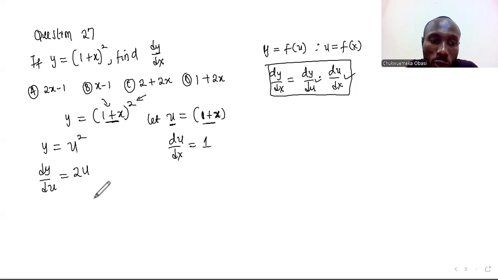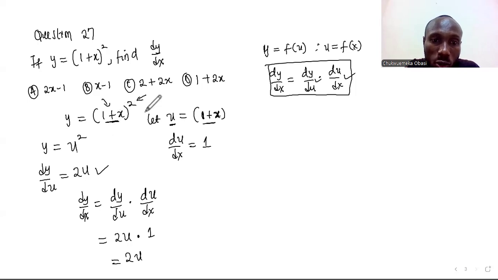So applying the chain rule proper is simply dy/dx is equal to dy/du times du/dx. What is dy/du? It is just 2u. That is 2u times du/dx, which is just 1. And 2u times 1 is the same as 2u. But remember, u is 1 plus x, so this becomes 2 into (1 plus x). You can go further to expand: 2 times 1 is 2, and 2 times x is 2x. So that is our answer, and that is option C.